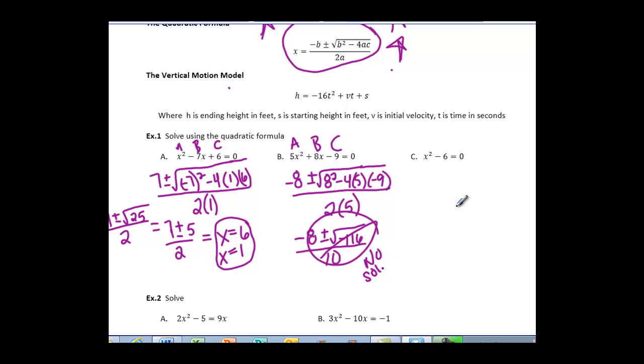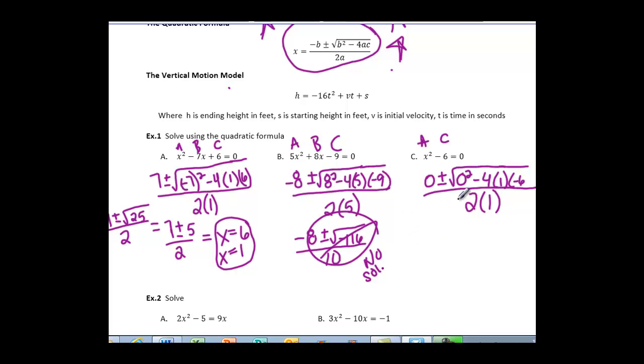Alright, now looking at C, we do have our b term missing because we are missing the x. So I'm going to label this as a and I'm going to label this as c. Now anywhere you have a term missing, you're just going to replace that with a 0. So our formula starts off with opposite of b, so that's just going to be 0. Plus minus 0 squared, again, which is 0. I'm still going to put it in there just so I don't get confused. Minus 4 times 1 times negative 6. All over 2 times a, which is 1.